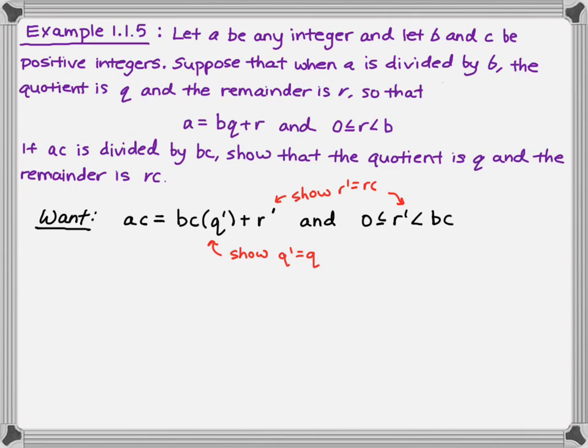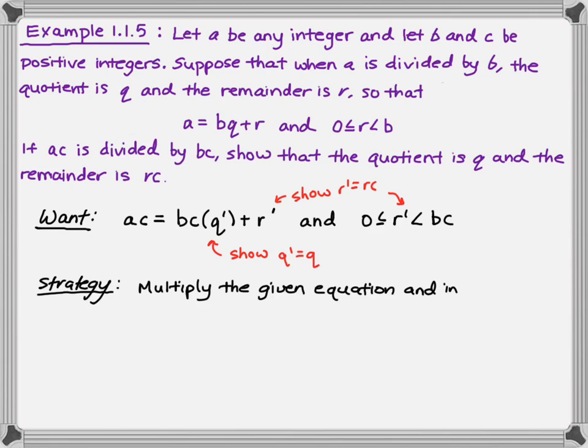The strategy that we're going to use is to use the information that we're given. And the only thing that we're given is that A equals BQ plus R, and that 0 is less than or equal to R, which is strictly less than B. So the strategy is going to be to multiply the given equation and inequality by C.